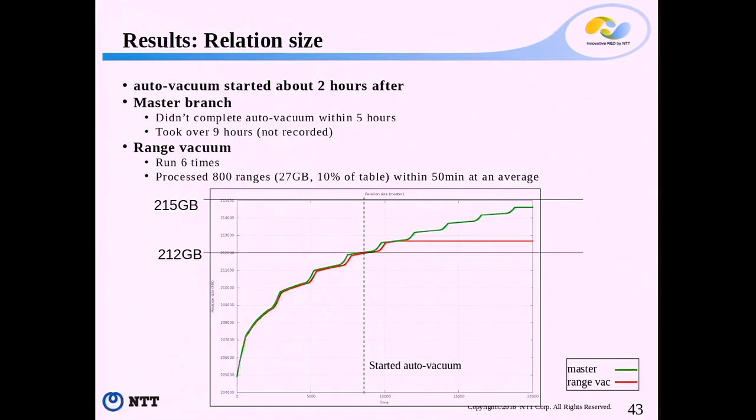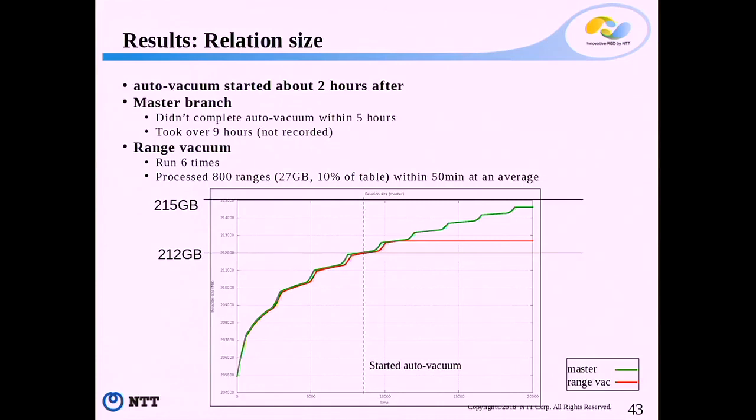This is the result of the relation size. The horizontal axis shows the duration time, and the vertical axis shows the relation size. I used the same configuration and same workload, so the first autovacuum start timing is the same. Autovacuum started about 2 hours after I started the benchmark. But in the master branch, the autovacuum did not complete within 5 hours. It took over 9 hours.